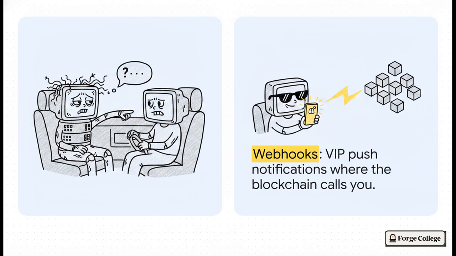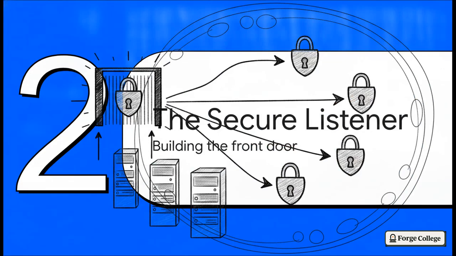Webhooks, on the other hand, are like this ultra-efficient VIP push notification. Instead of waiting in line and constantly bothering the network, the blockchain just calls you. It pushes the update to your server the exact millisecond something actually happens. You only use your resources when there's actual meaningful work to do. So much better, right? Moving on to Section 2, building the secure listener.